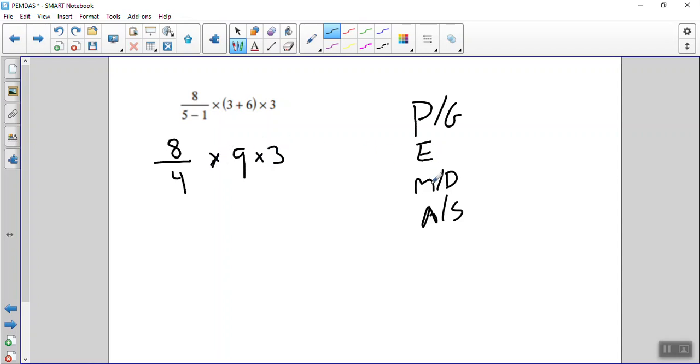Now, when there's no exponents, there is multiplication and division. This fraction bar is division, multiplication, and multiplication. We have to start to the left, so let's do 8 divided by 4 is 2. So that gives us 2 times 9 times 3. So again, multiplication, start from the left, so we're going to do 2 times 9 first and get 18. And now, lastly, 18 times 3 is 54. That would be our final answer. And that's a quick 15-minute review of PEMDAS.